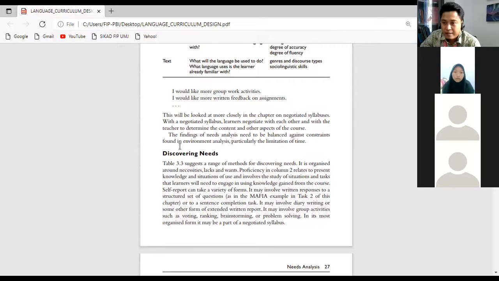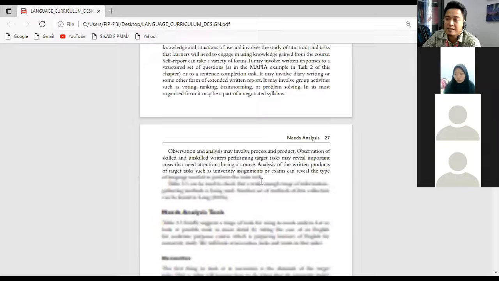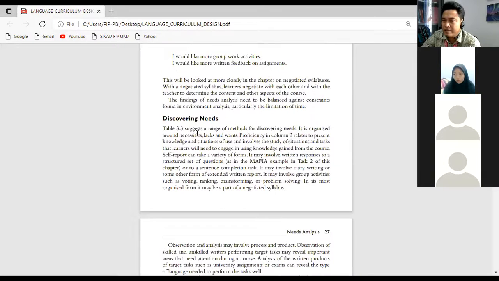The findings of need analysis need to be balanced against constraints found in environment analysis, particularly the limitation of time. So that will be the various focuses in need analysis. And the next one, discovering needs.